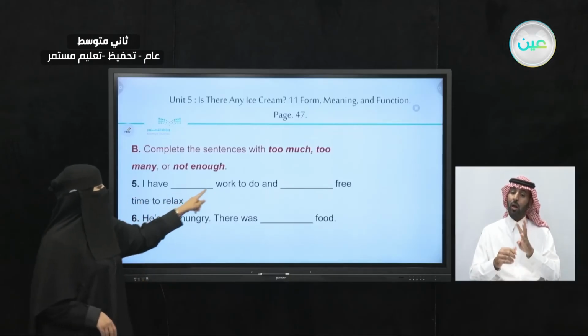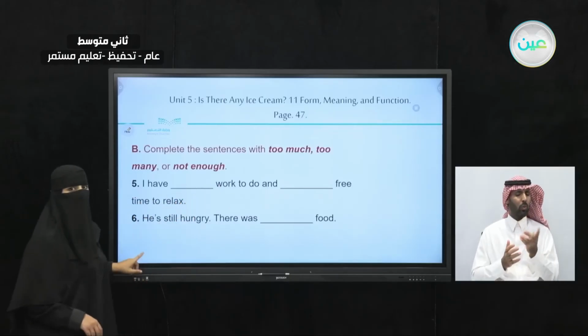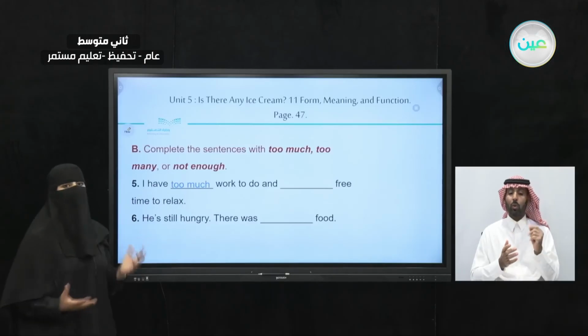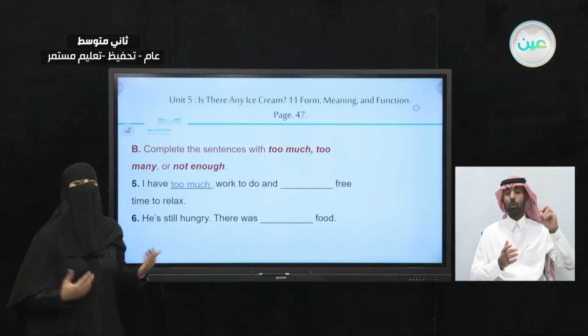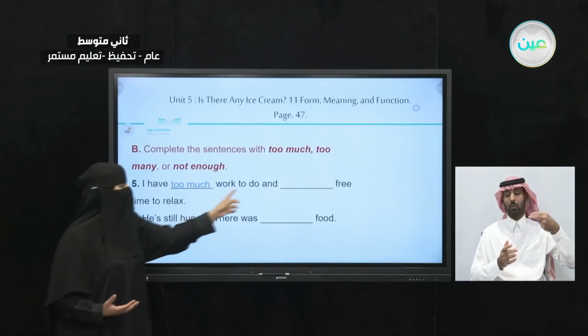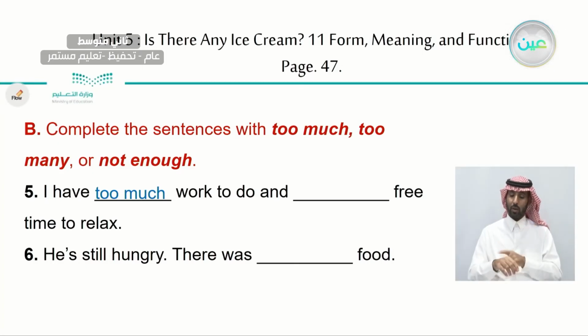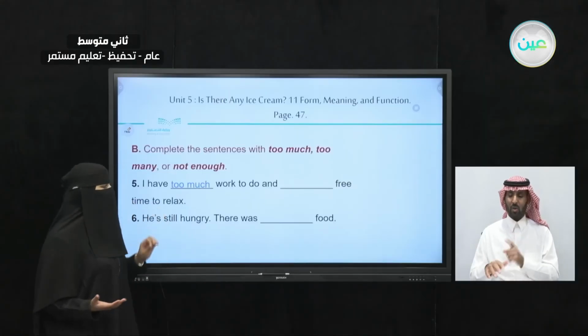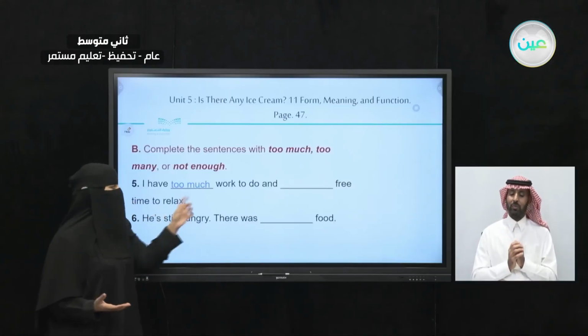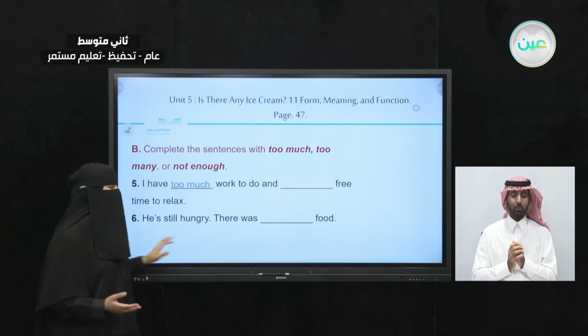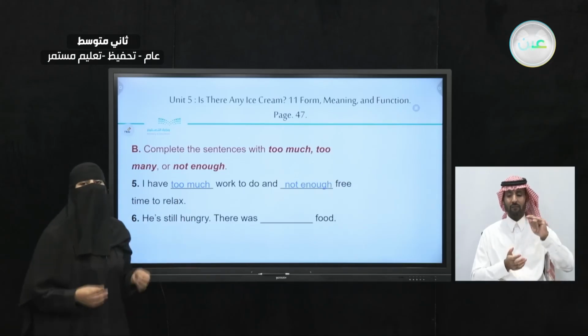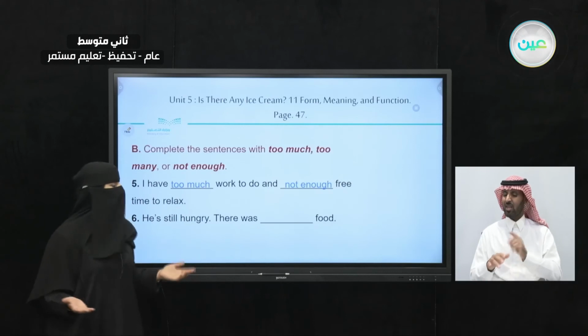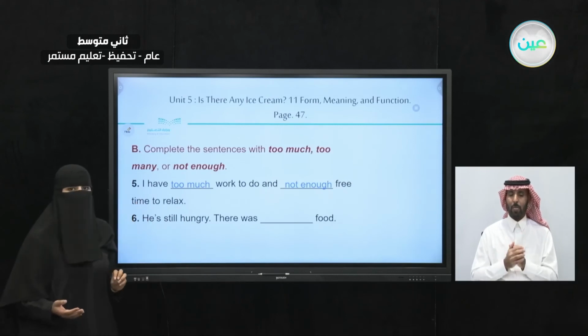I have work. So for work, what are we going to use? Too much work. I have too much work to do. And something time to relax. What are we going to choose? Too many time to relax? No, we can't choose that. So not enough. Not enough time to relax.